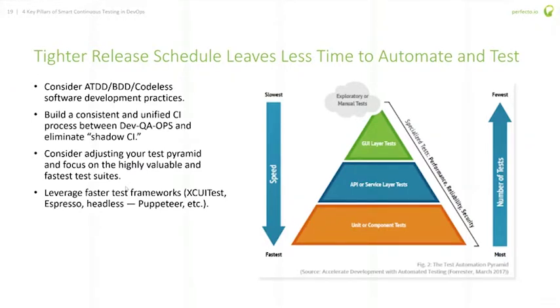Lastly, you can also consider leveraging faster test frameworks. We know that test frameworks such as XCUITest, Espresso for the mobile, browser headless frameworks such as Google Puppeteer, are examples of frameworks that produce test results faster with less setup. Consider these as well. All of these 4 pillars or suggestions can allow you to cope with the challenge of less time to automate and test.